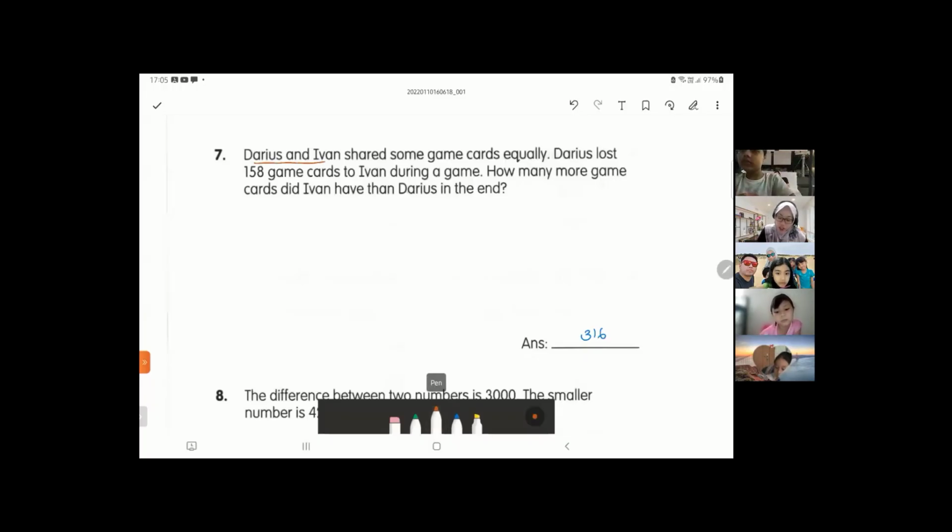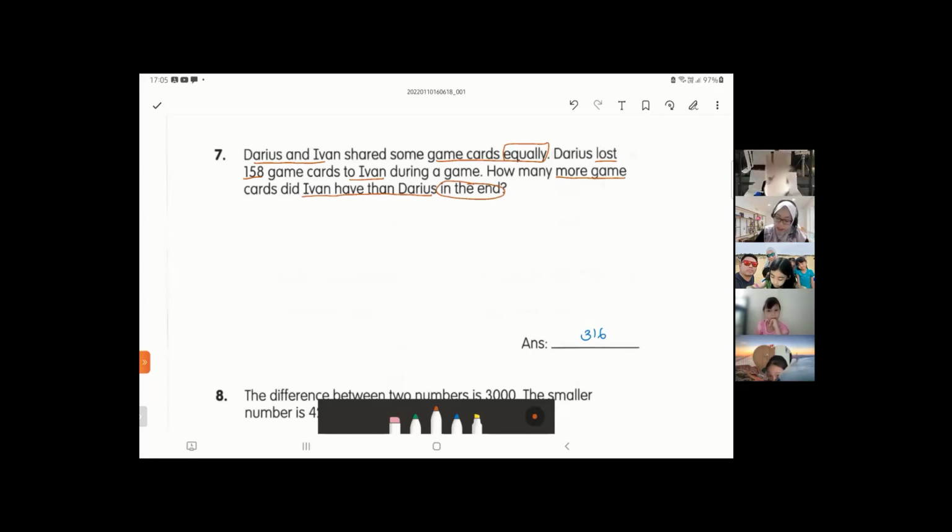Darius and Ivan shared some game cards equally. Darius lost 158 game cards to Ivan during a game. How many more game cards did Ivan have than Darius in the end? So something happened to them. Okay, Darius lost a certain number of game cards to Ivan.